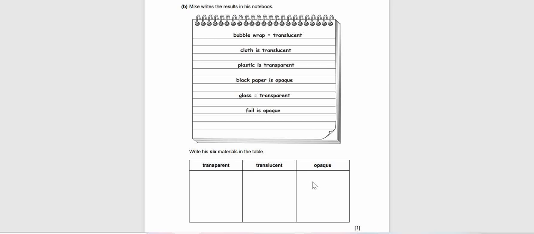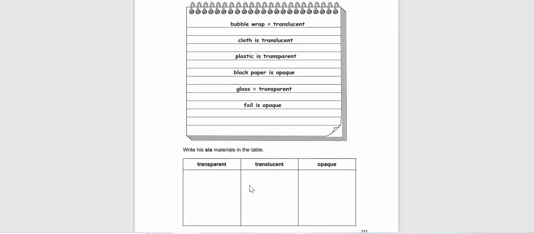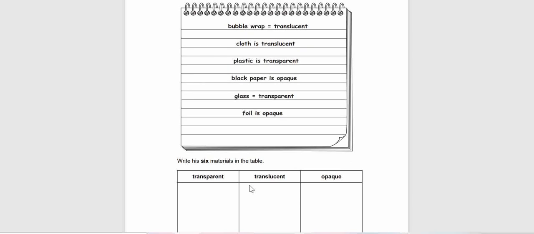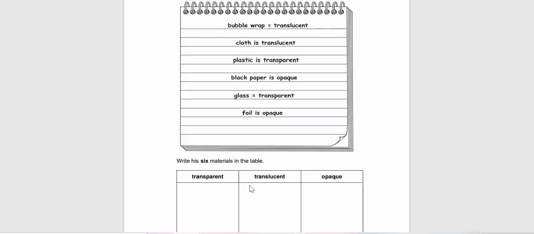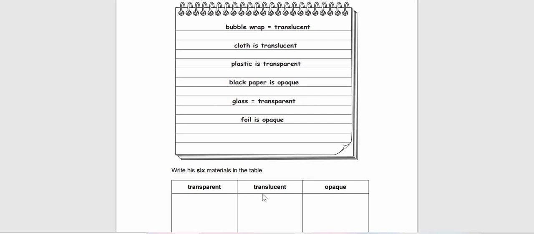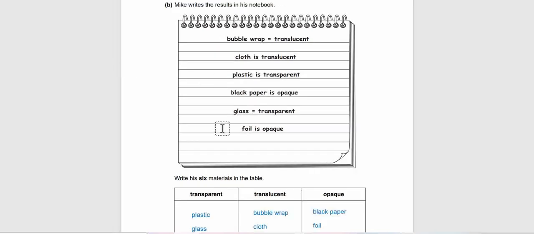10 seconds from now. Have you got your answer? Let us separate them into columns. Let's check it out. So transparent then will be plastic and glass. We put it here. Translucent is bubble wrap and cloth. We put it here. Opaque is black paper and foil. Put it here. That will be the answer.